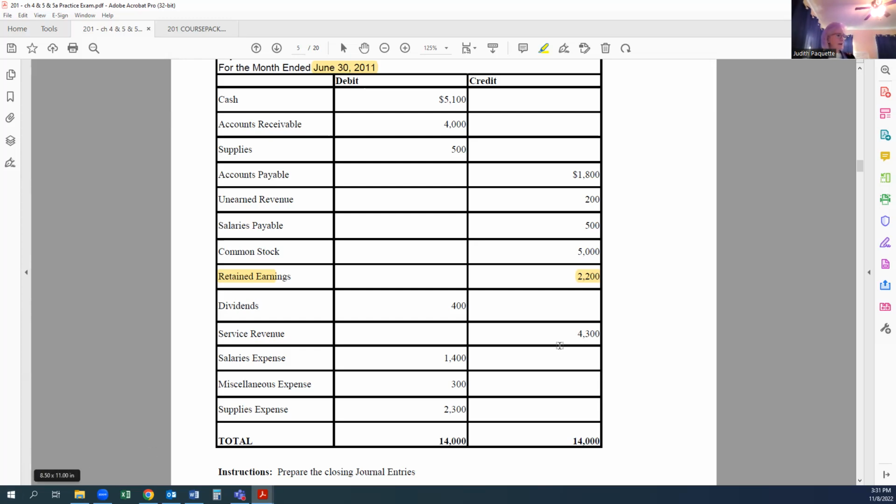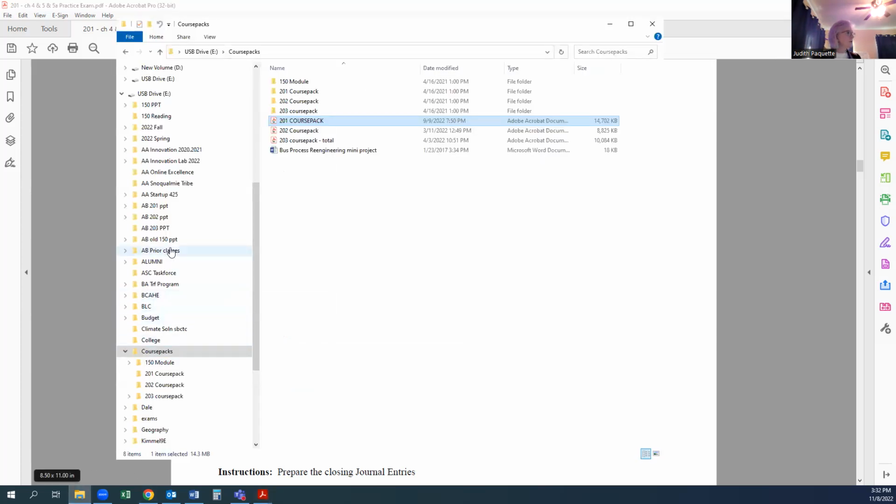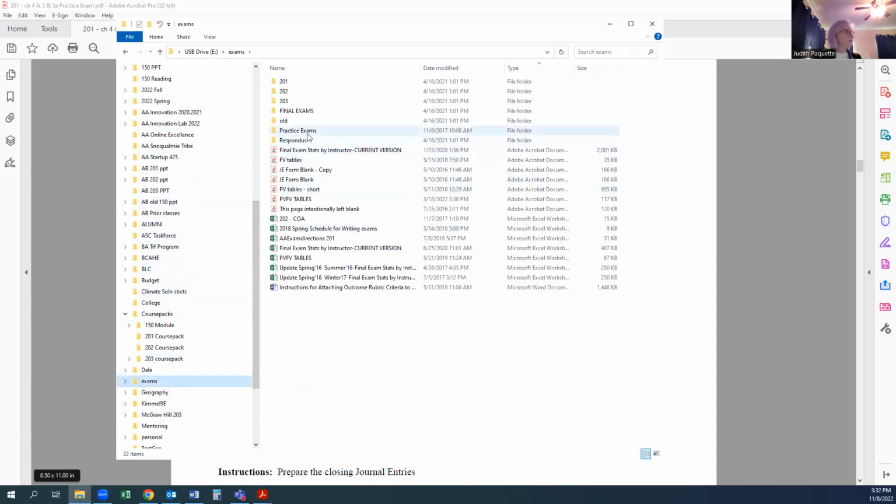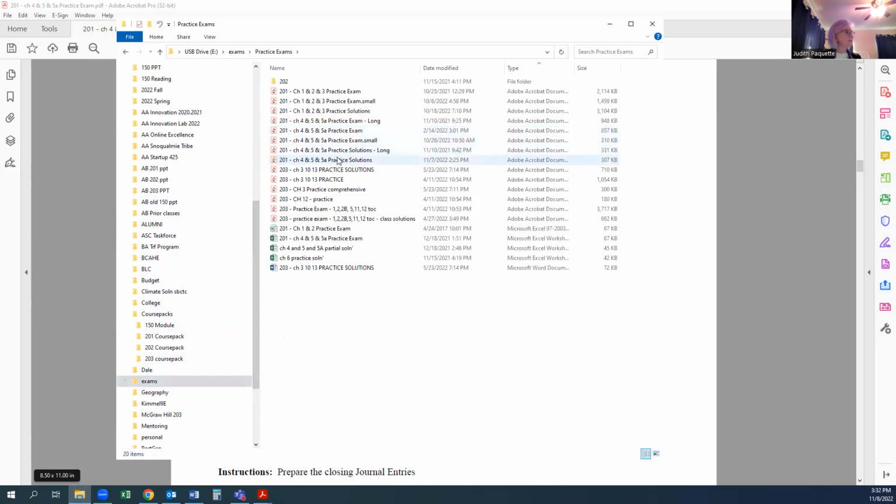All right. So first journal entry, if service revenue is normally a credit, I want you to visualize a T account here. So if you've got this T account with service revenue on the right side, $4,300, I want it to be 0. I'm going to debit service revenue and credit this temporary account called income summary. Okay, so let's walk through the solutions here so I can show them to you. Practice exams.